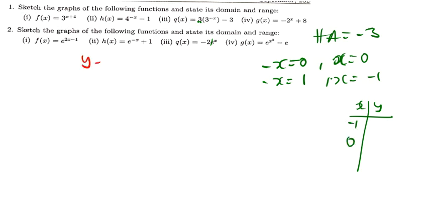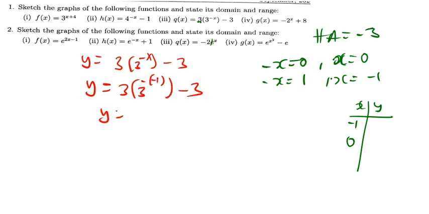Let's say y is equal to 3 raised to the power negative x, minus 3. Where there is x, put negative 1. So it's negative, then negative 1, then minus 3. So y will be equal to 3 to the power, negative negative is positive, so 3 to the power 1 is 3, minus 3. So 3 minus 3 is 0.